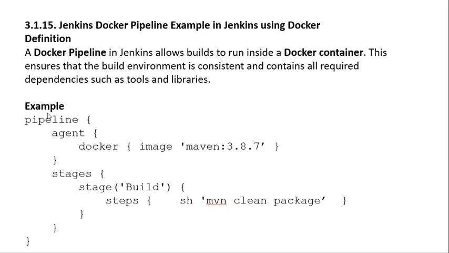And the example is pipeline, curly braces, inside agent, curly braces, docker, curly braces, inside image, single quotes maven colon version 3.8.7, single quotes over and curly braces over, and the agent braces over, and stages, curly braces, inside stage, single quotes build, brackets close, curly braces, inside steps, curly braces, and after that sh, single quotes mvn clean package, single quotes over, and after all the curly braces over.